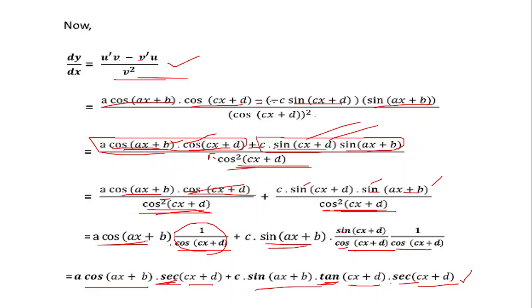One cos and one cos will get cancelled. 1 by cos will be there, and 1 by cos is secant. This side is over. Next, the left out one: I have changed cos square as cos x into cos. So I can write sine by cos, which is nothing but tan of cx plus d. 1 by cos I know is secant. This is the final thing.